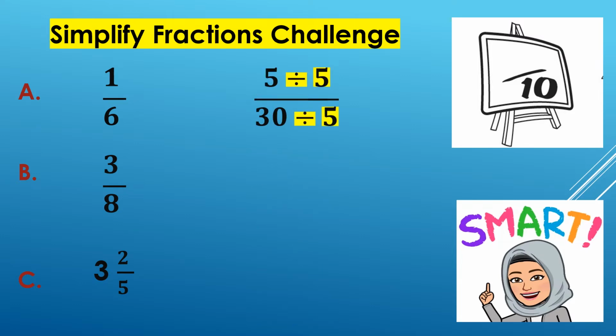This is the first fraction. You remember it was 5 over 30, and you can divide the numerator and the denominator by 5. 5 divided by 5 is 1. 30 divided by 5 is 6. Perfect. Second one, divide the numerator and the denominator by 3.